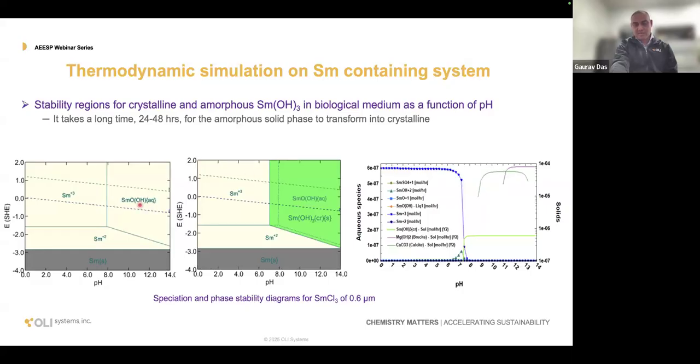Now, over time, since amorphous samarium hydroxide doesn't precipitate, and the solubility of crystalline samarium hydroxide is higher, it precipitates over time. And this has also been captured by the aqueous speciation and solid precipitation diagram. What you can see with the variation of pH is that samarium 3+ ion is dominant in the solution phase. However, as the pH increases, at higher pH, samarium 3+ gets into the solid phase as it precipitates as the samarium hydroxide 3 crystalline phase.